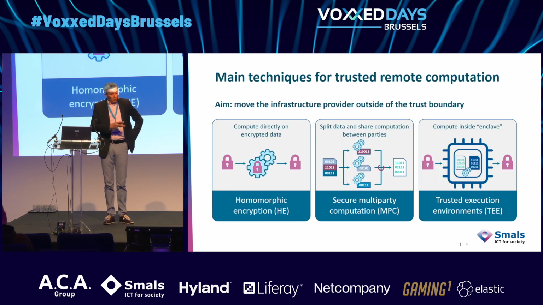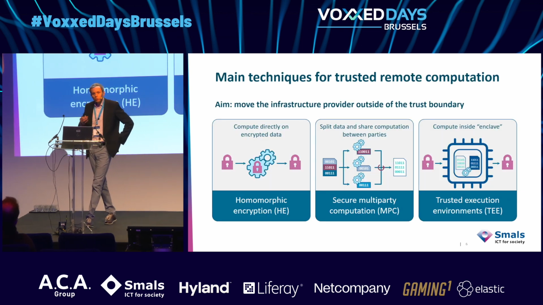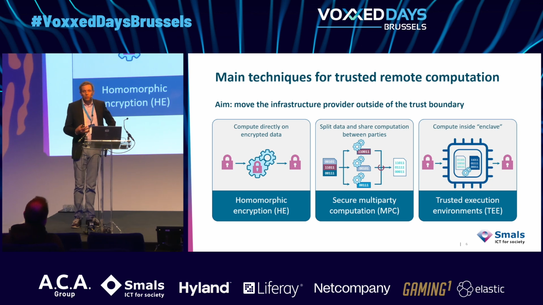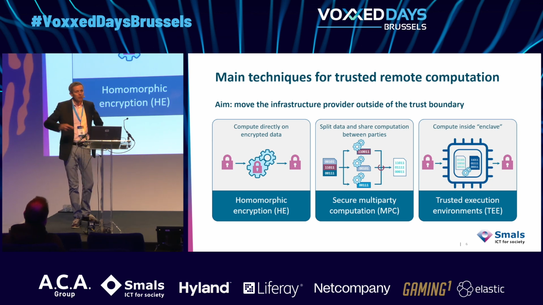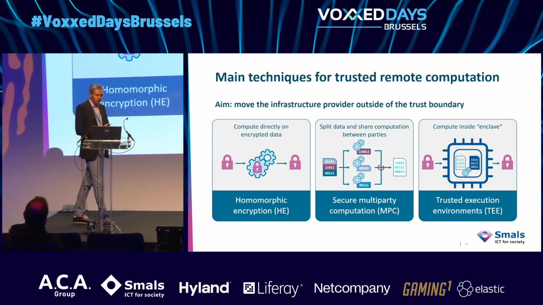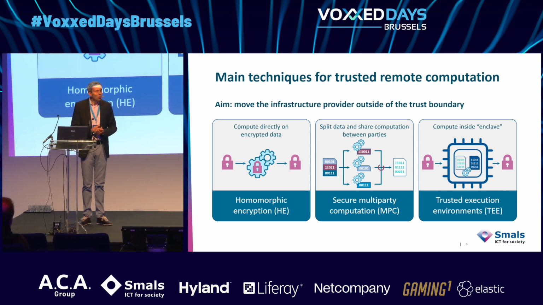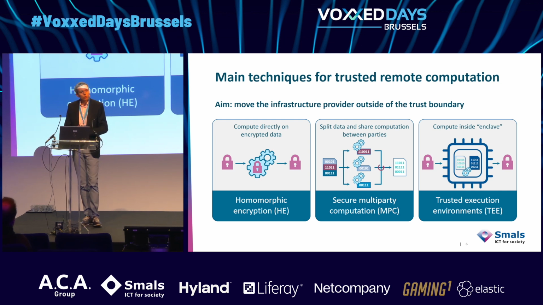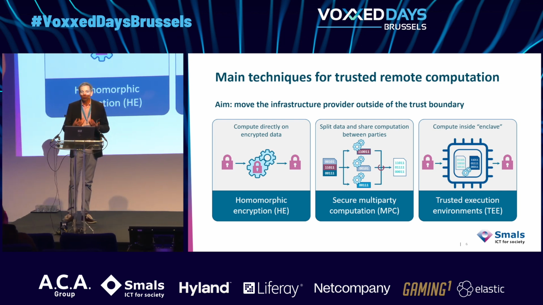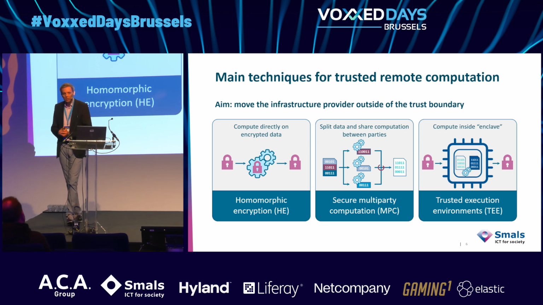Right, so the main aim now is to try to move the infrastructure provider as much as possible outside of the trust boundary. And we're going to look at three techniques. As I said, homomorphic encryption, which allows you to do the processing, the computation, directly on the encrypted data.